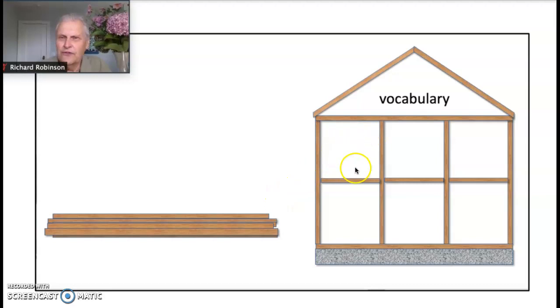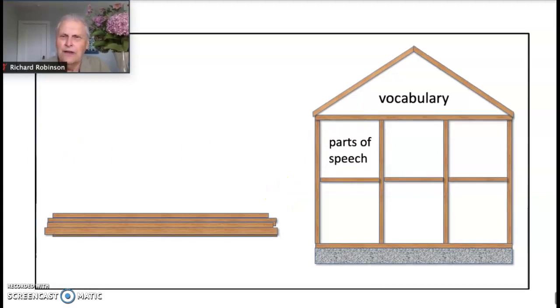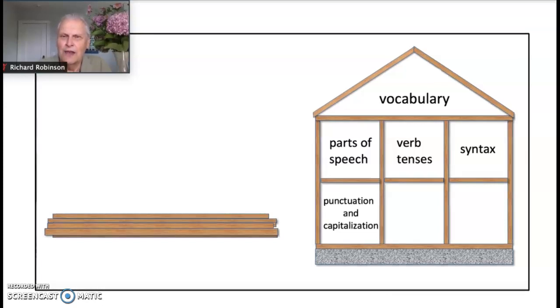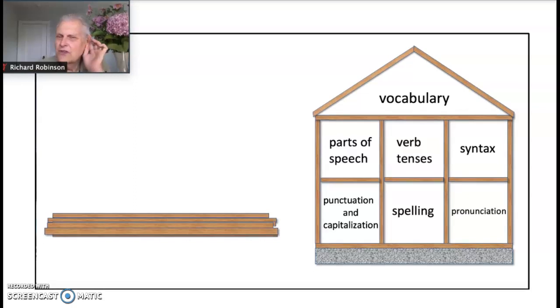And over here, this first little room right here is called parts of speech. And the next room is verb tenses. And the next room is a thing called syntax. And the bottom room on the left is for punctuation and capitalization. And spelling goes in the middle on the bottom there. And the last one is pronunciation.